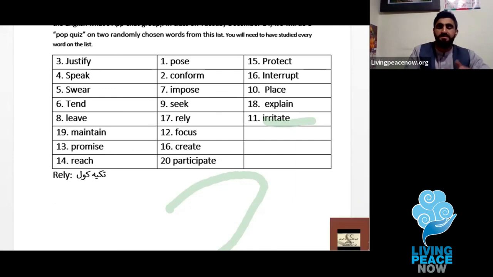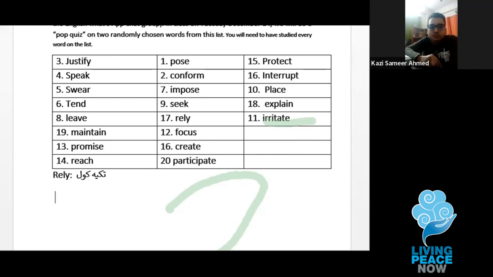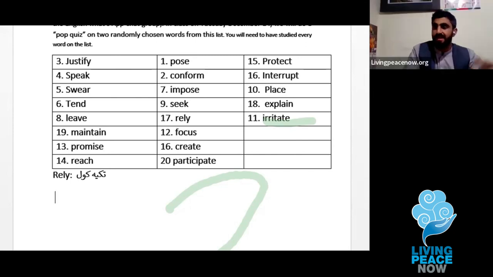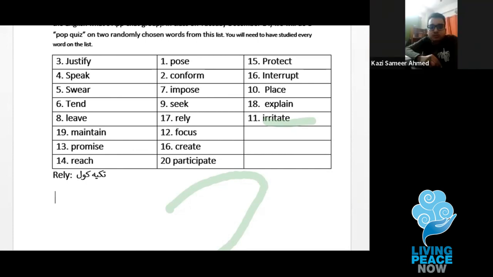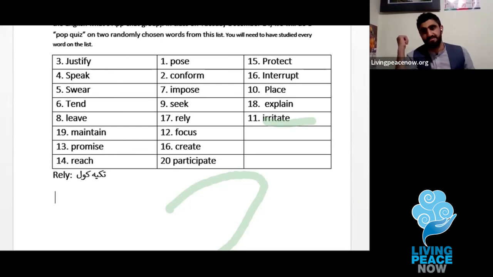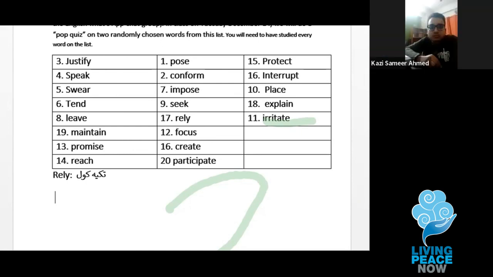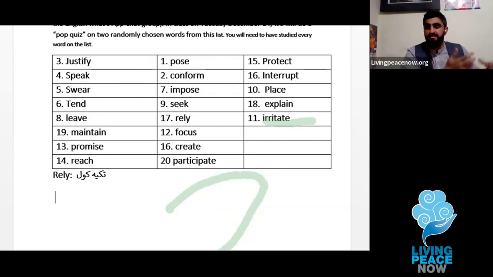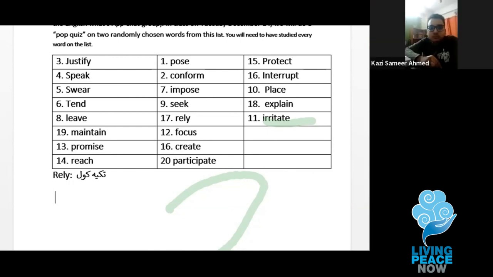That means, for example, supported by something, that means rely. For example, you rely on your parents because your parents support you. You rely on them. For example, I rely on my family because they support me and they give payments for me and they give cash to me. Every time I rely on my parents and my family. Got it?